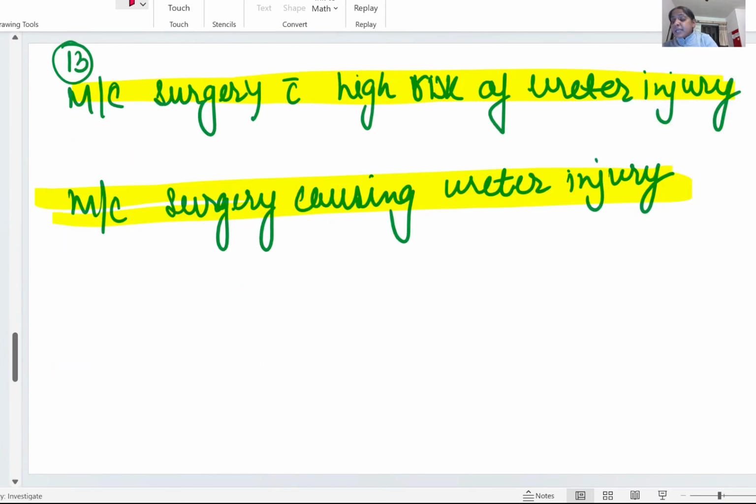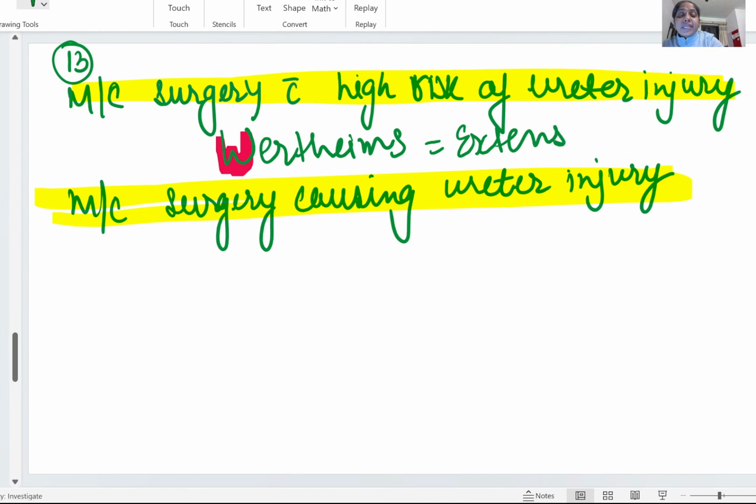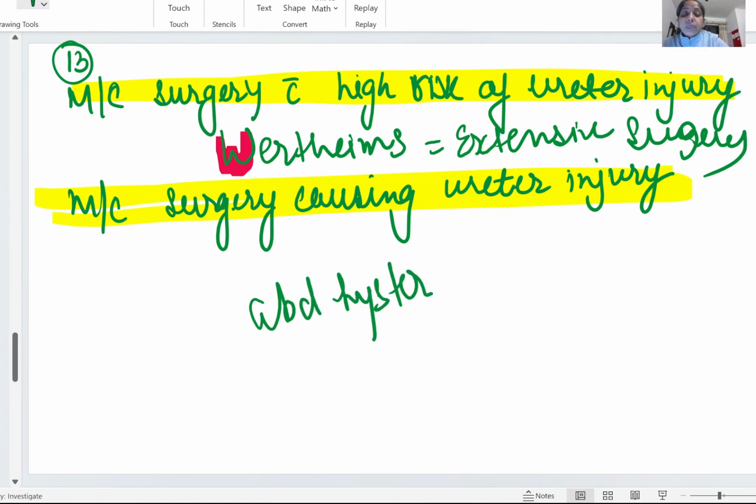Most common surgery with high risk of ureter injury is Wertheim's. Why? Because Wertheim's is a very extensive surgery. Most common surgery where ureter injury occurs most commonly is the abdominal hysterectomy. Please, there is a difference in these two questions.